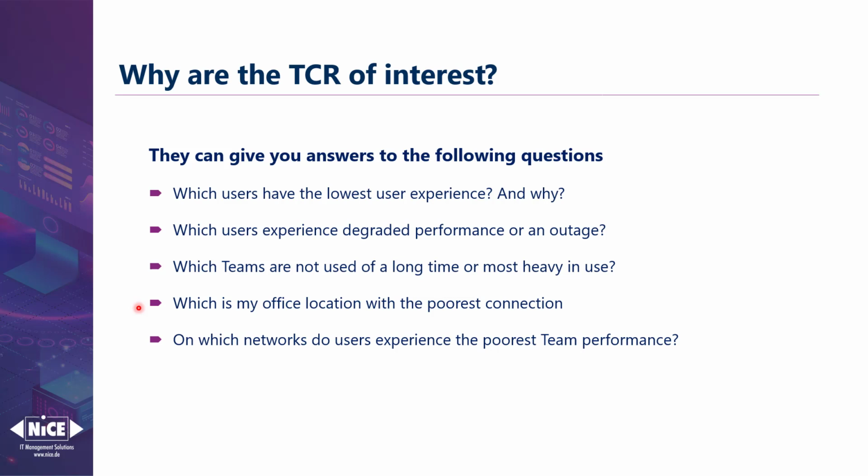If we go a bit deeper and analyze more on the network side, we can identify office locations with poor connectivity performance, for example. On the last point here, we can check on which network users experience the poorest Teams performance overall, and then look at the details again, why the performance of that specific Teams call is so poor.